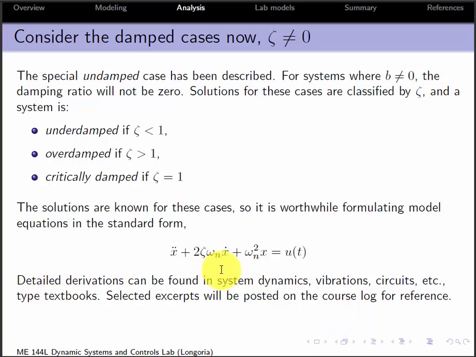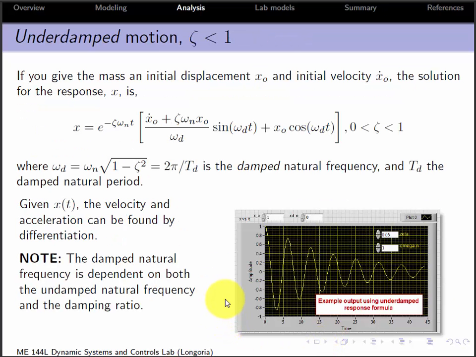I'm not going to go through those derivations. Again, this is something that typically you will review in a system dynamics or vibrations class, or circuits class. And as I mentioned, you can find some of those derivations in some of the excerpts of chapters I put on the course log, if it troubles you not to have them in front of you. We're just going to look at the application of the underdamped case, because that's going to be the system that we study in lab.